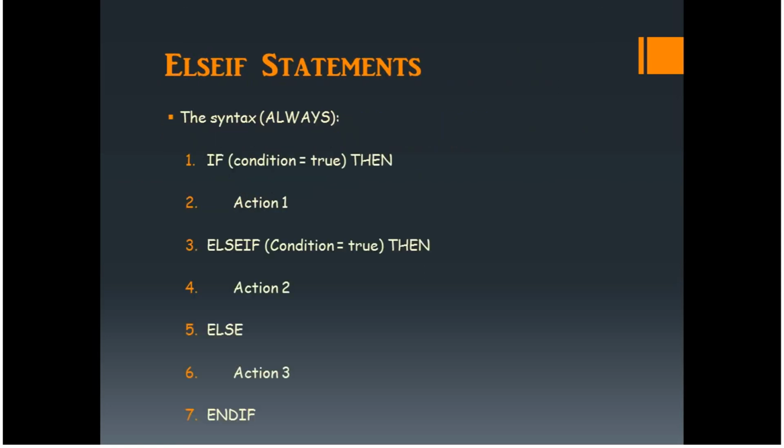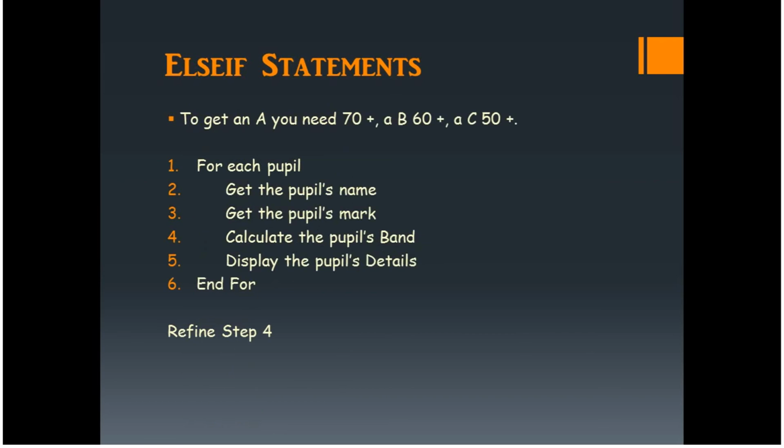Okay, here's the else if ones. So, remember, if condition is true, then action 1. Else if another condition is true, then action 2. Else action 3, end if. So, here is my scenario. To get an A, you need to get 70 or above. To get a B, you need 60 or above. To get a C, you need 50 or above.